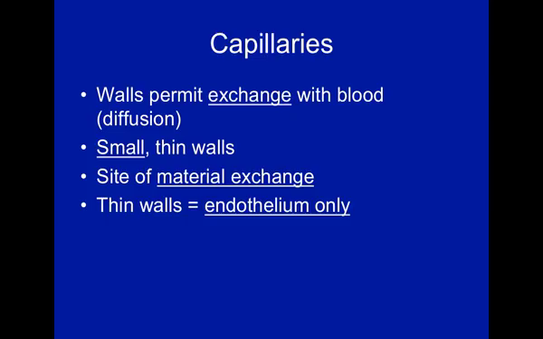And this is important because this is the site of material exchange. We can't get any other material exchange happening within the body except at the capillary. So no material exchange takes place between the blood and the tissues through the arteries or through the veins. It can only happen at the capillary level, and that's because of the thinness of the walls. Those walls, like I said, are very thin, and if you look at figure 13.2, it's only the endothelium. There's only endothelial cells.